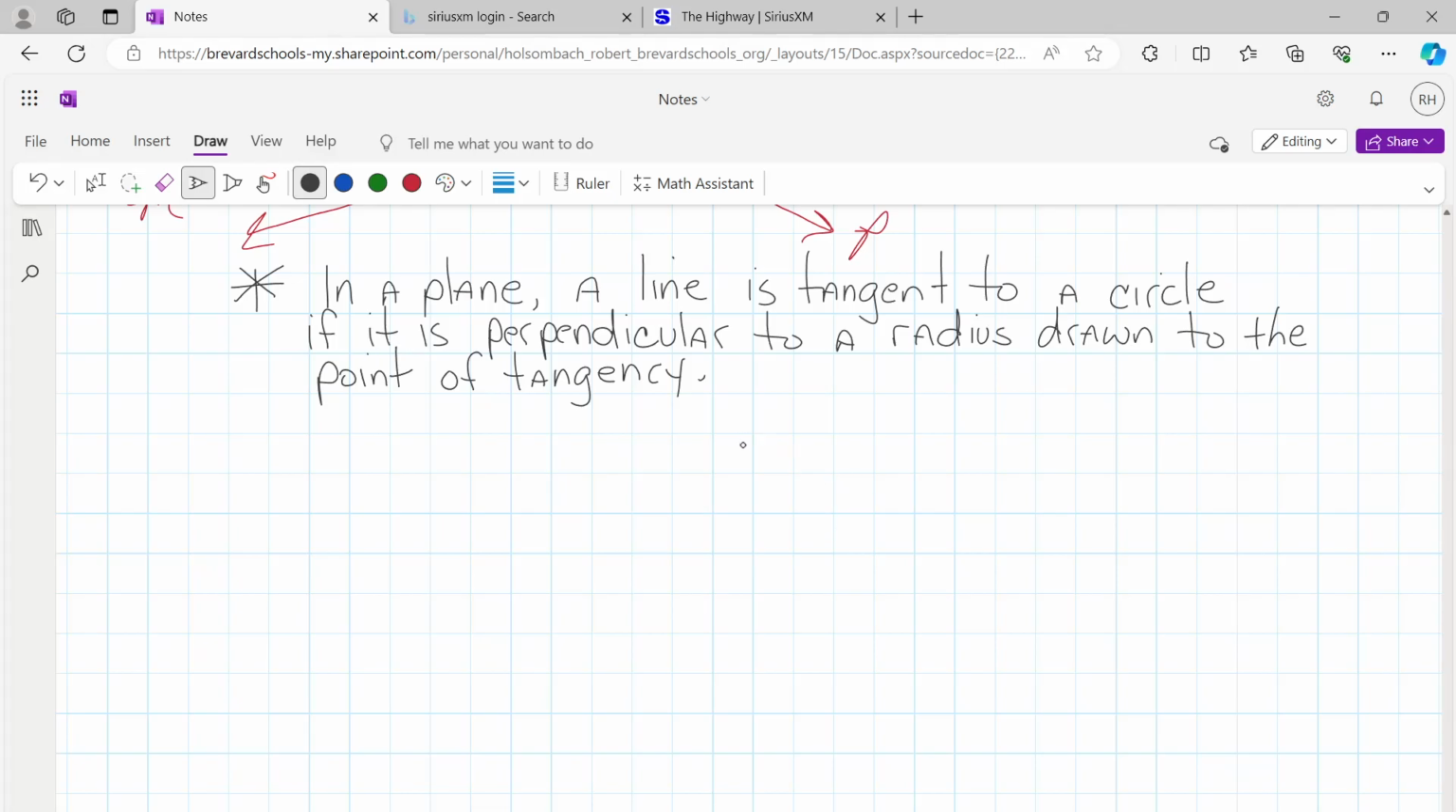So here's what a picture looks like. If we've got a circle, and now in that circle, we draw in a radius. So if I label this circle A and a point of tangency, point B, and I connect them with a segment, that's a radius.